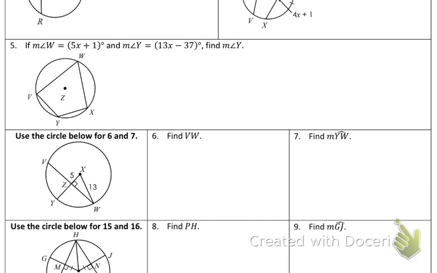Joseph, you got it? What'd you come up with? 5x plus 1 plus 13x minus 37 equals 180. Why'd you write it like that? Because they're opposite angles of a quadrilateral, right? So we have W is our 5x plus 1. Our Y is our 13x minus 37.